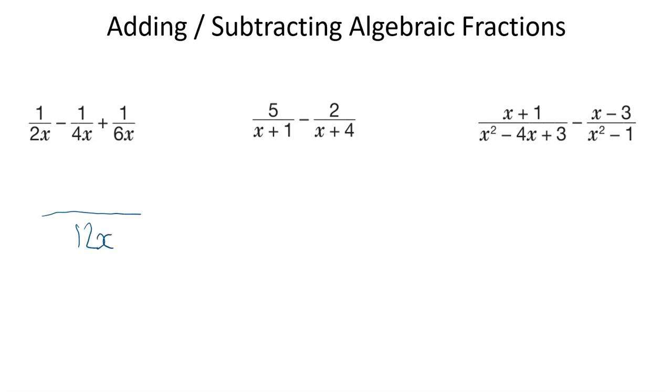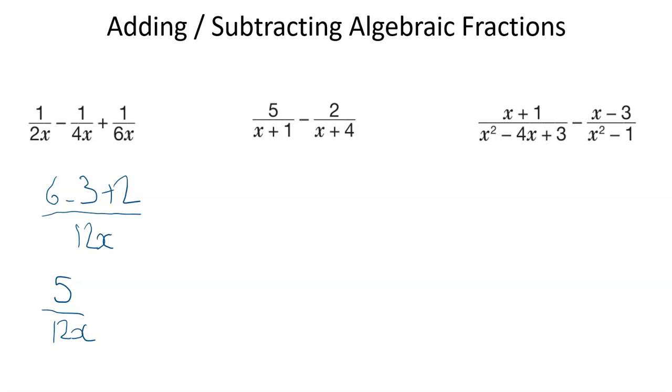And then we need to do equivalent fractions for each of these. So what do we times 2x to get 12x? We times it by 6, so that becomes 6. Take away, we times this by 3 to get 12x, so this becomes a 3, 1 times 3. And this we doubled, so this becomes a 2. And now we can just simplify this. 6 take away 3 is 3, plus 2 is 5 over 12x. And we can't simplify it any more than that, so it stays like that.